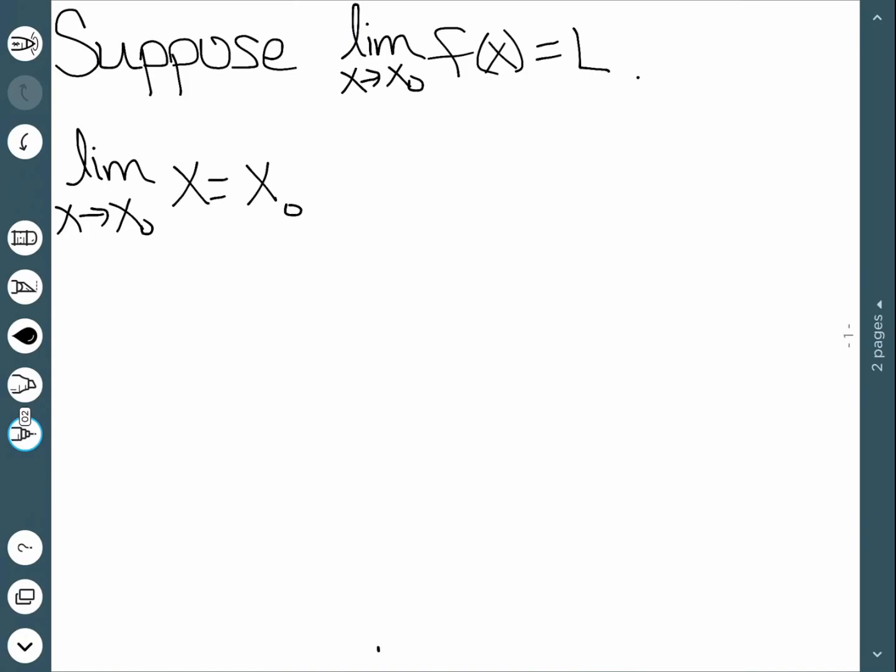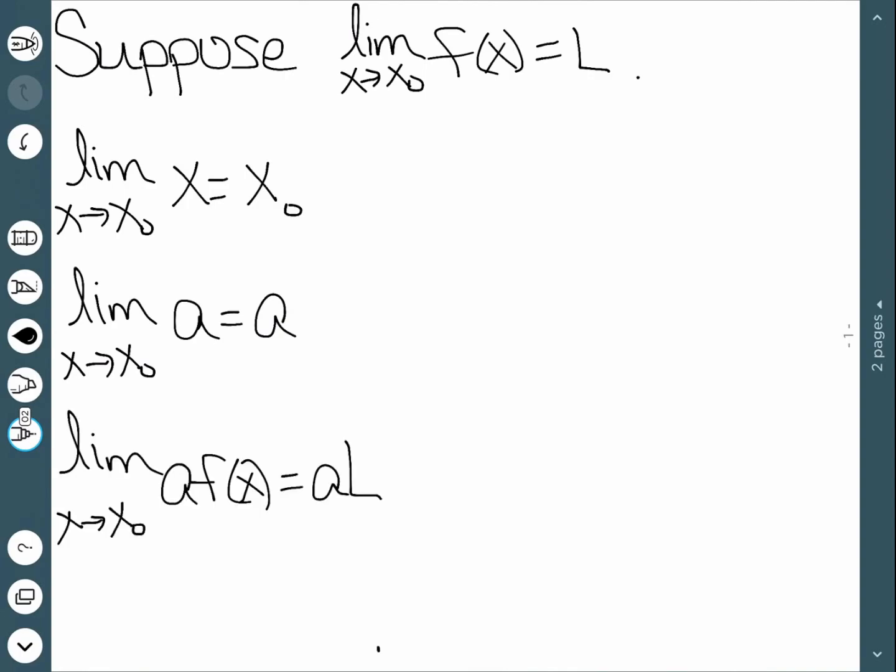First off, the limit as x approaches x0 of just the function x is just x0. In addition, the limit as x approaches x0 of a, which is just a constant, is equal to a. So the limit as x approaches any number of 5 would be equal to 5.